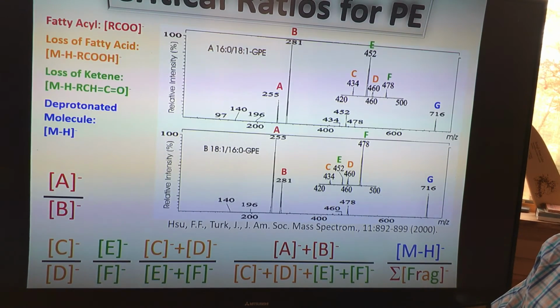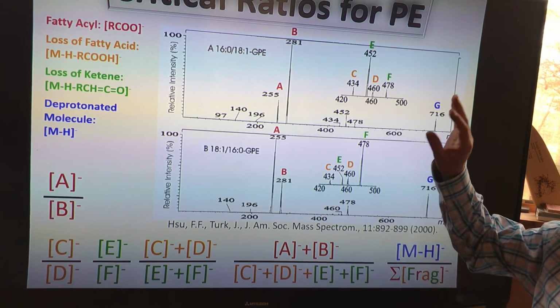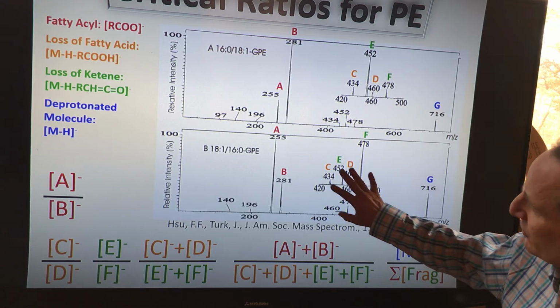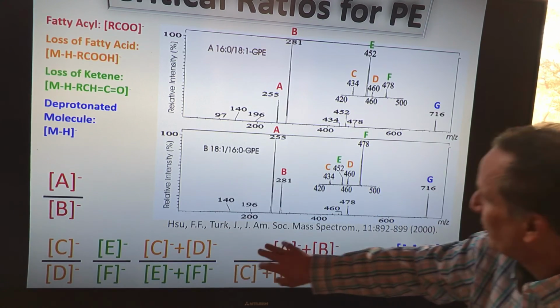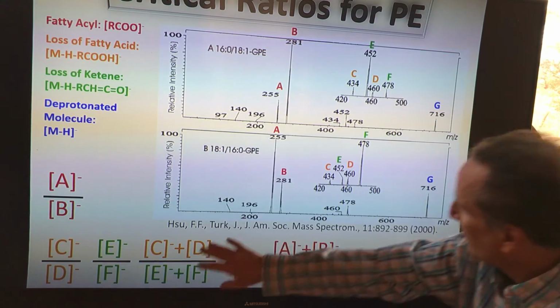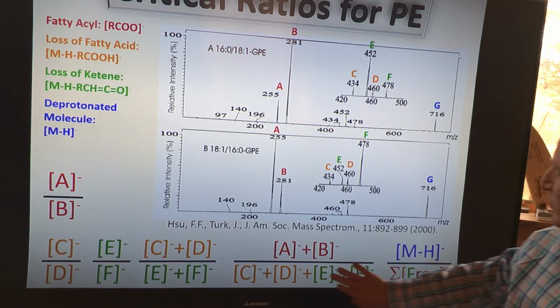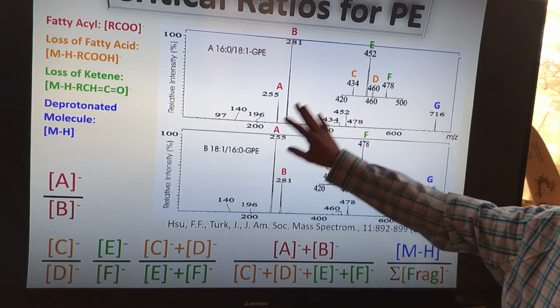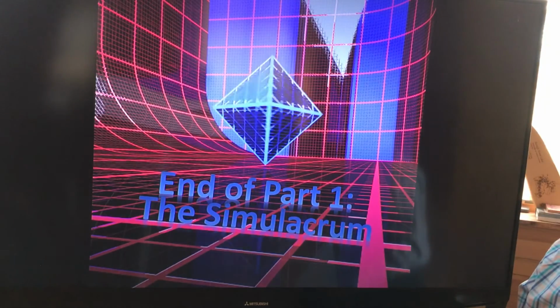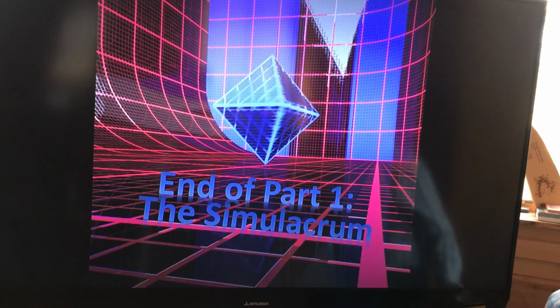this is just the possibility to go the next step further from what I did. I just used those fragment ratios for triacylglycerols, but I took some other people's data, Sue and Turk, from this journal, and ran it through some equations to show what critical ratios you could build for their data set if you wanted to derive information from their data set. So that's the end of part 1, the simulacrum.